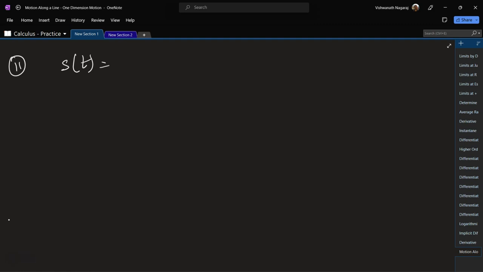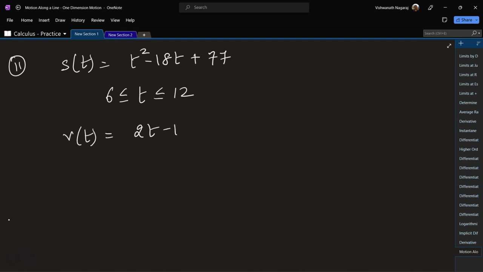Okay, 11th one. S of t is equal to t square minus 18t plus 77. The interval that we are interested in is 6 less than or equal to t, which is in turn less than or equal to 12. Okay. Again, we have to figure out where the direction changes. Does it change in this interval? So v of t is equal to 2t minus 18 equal to 0. So 2t equal to 18, that means t equal to 9.